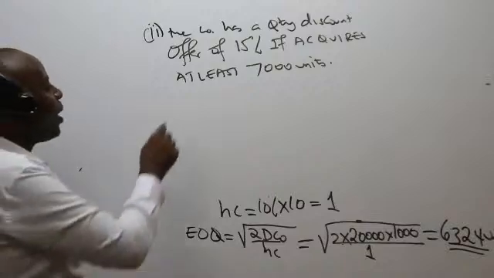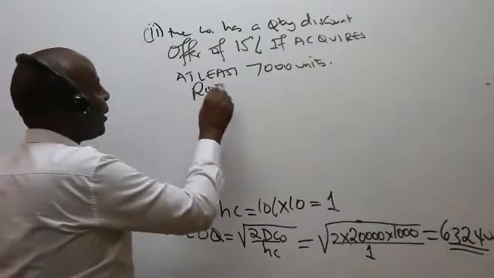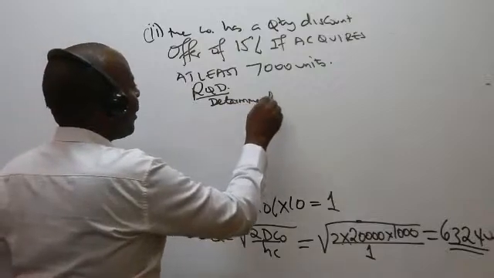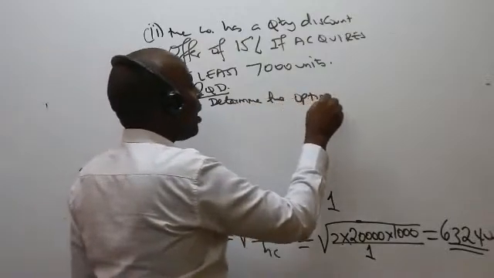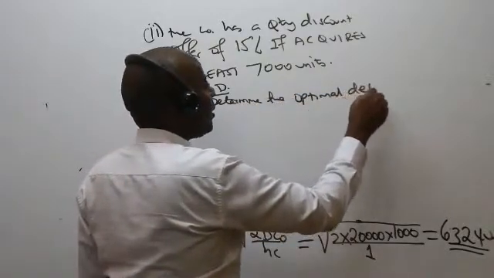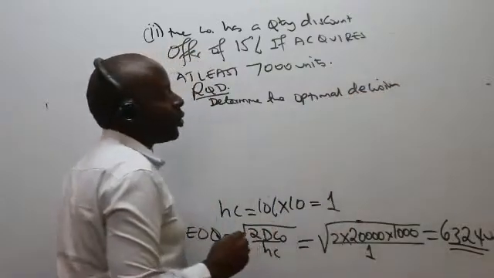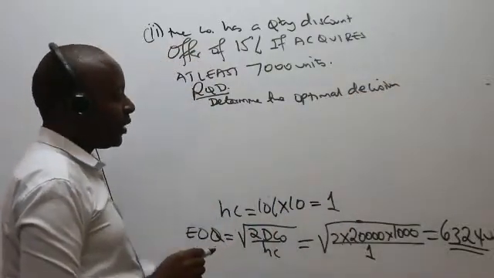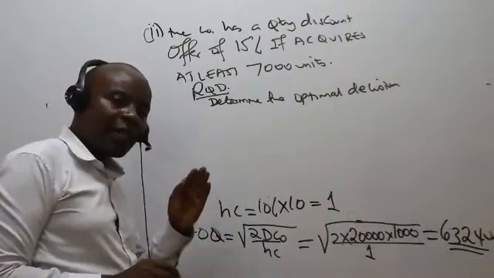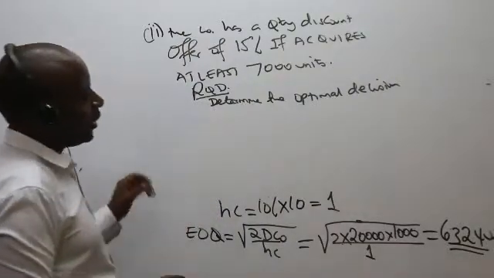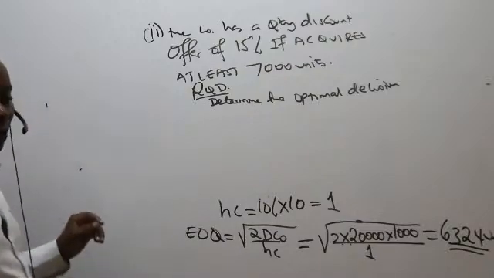So we are required under this to determine the optimal decision, i.e., should we accept the quantity discount offer or not?